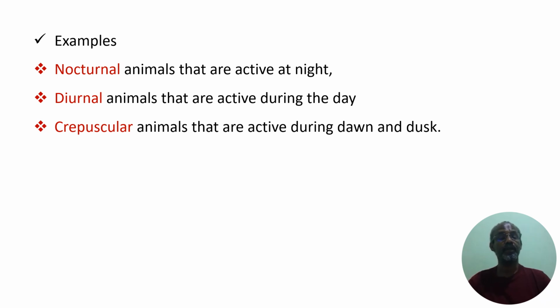Diurnal animals like humans are active during the day. There are special types of animals known as crepuscular animals. These are active during dawn and dusk, just before it becomes night, dusk, and just before it becomes day, dawn.